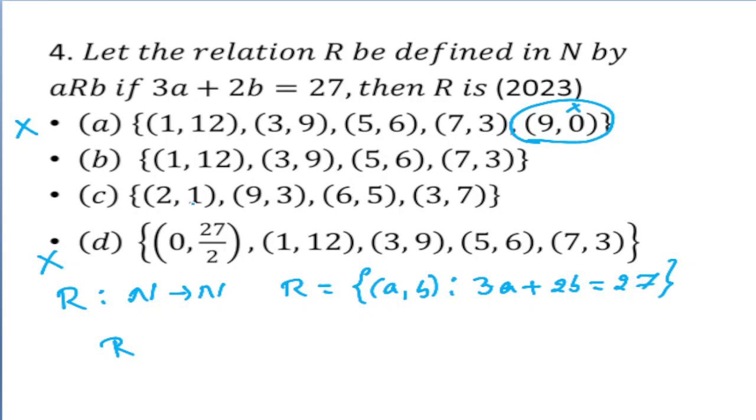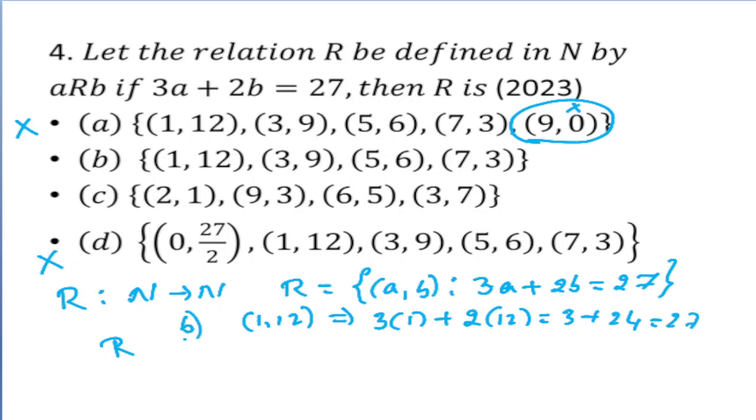So left out only two options, B and C. From these two options, we will take one element each, then we will verify which option is correct. So we will go with 1, 12 first. Putting 1, 12 here, 3 into 1 plus 2 into 12, we will get 3 plus 24, that is 27. So this is true. This is from option B. Let us go with option C.